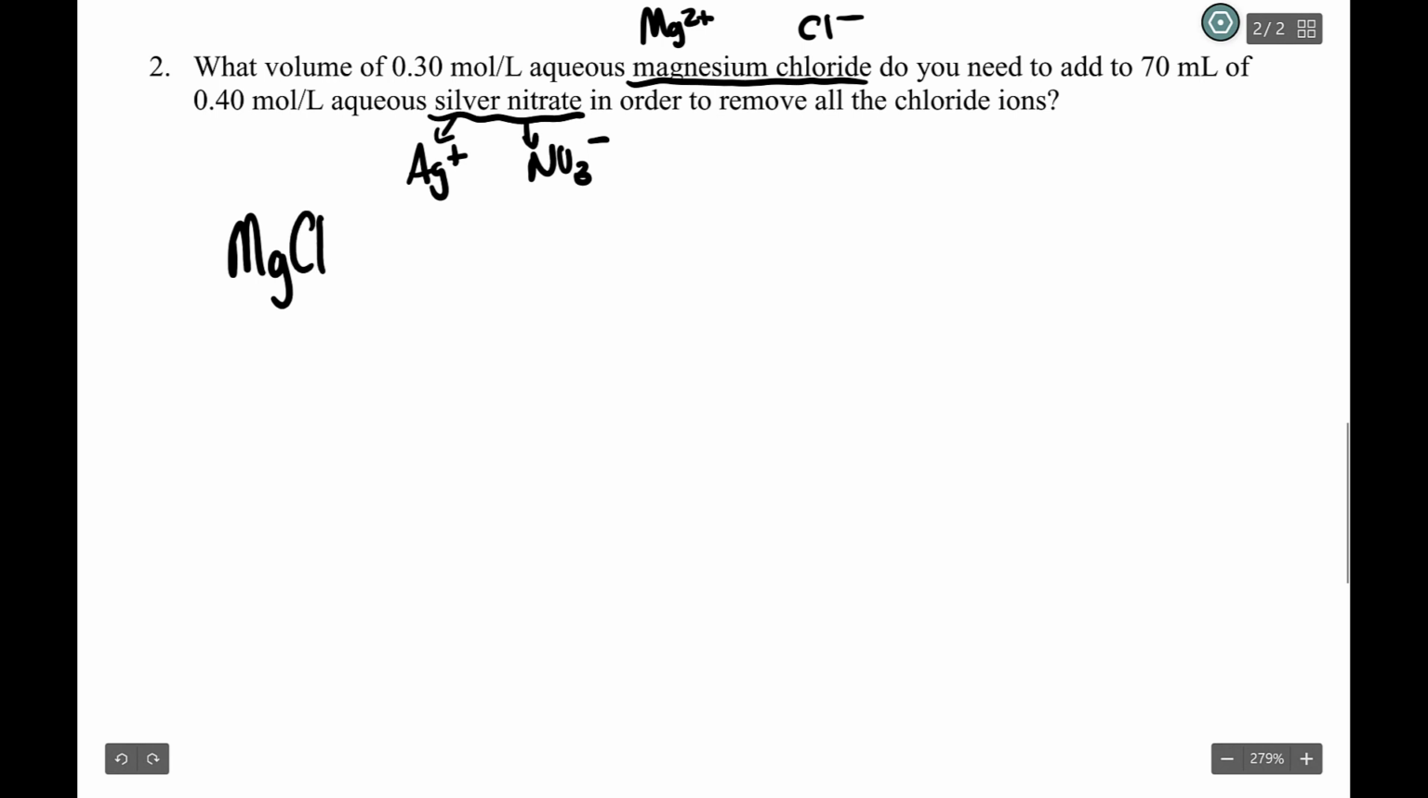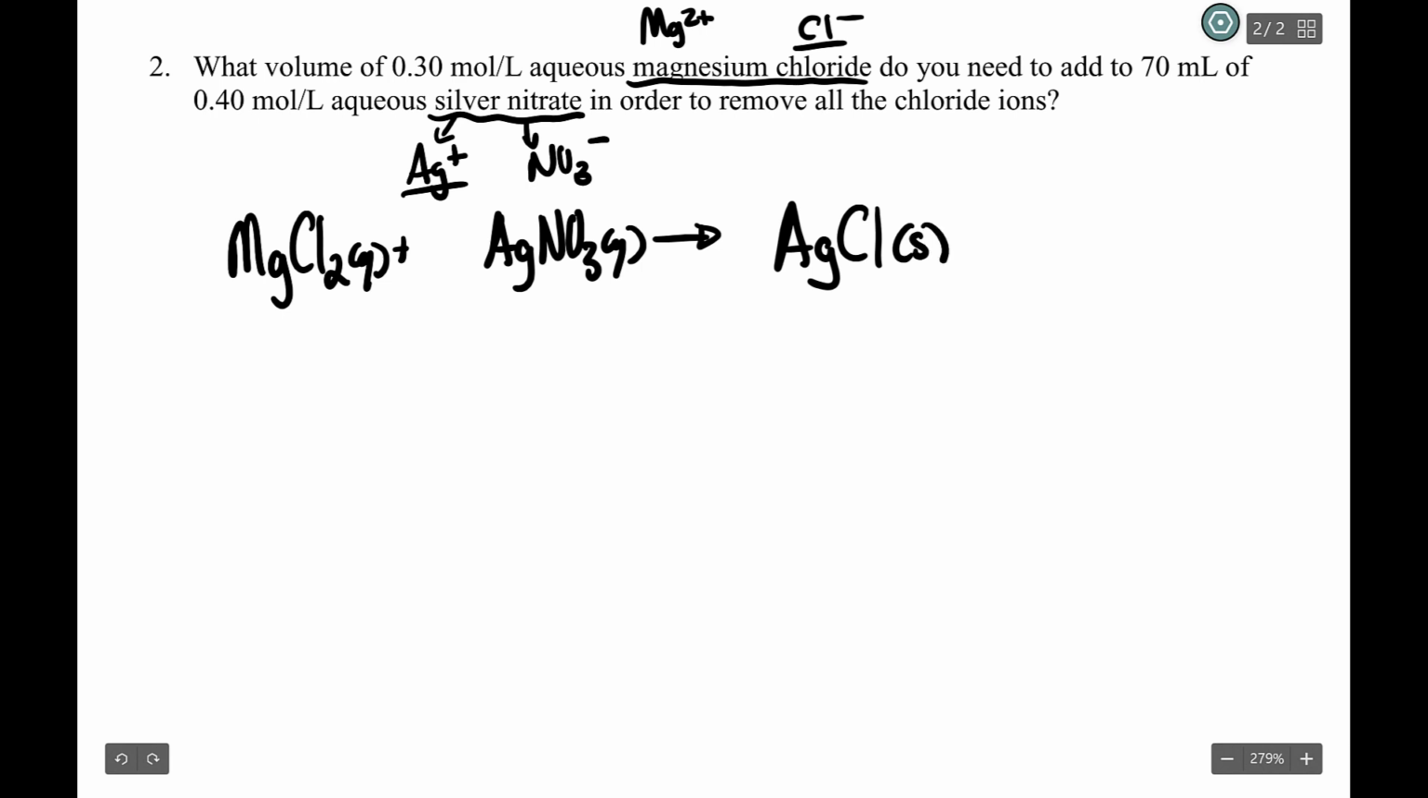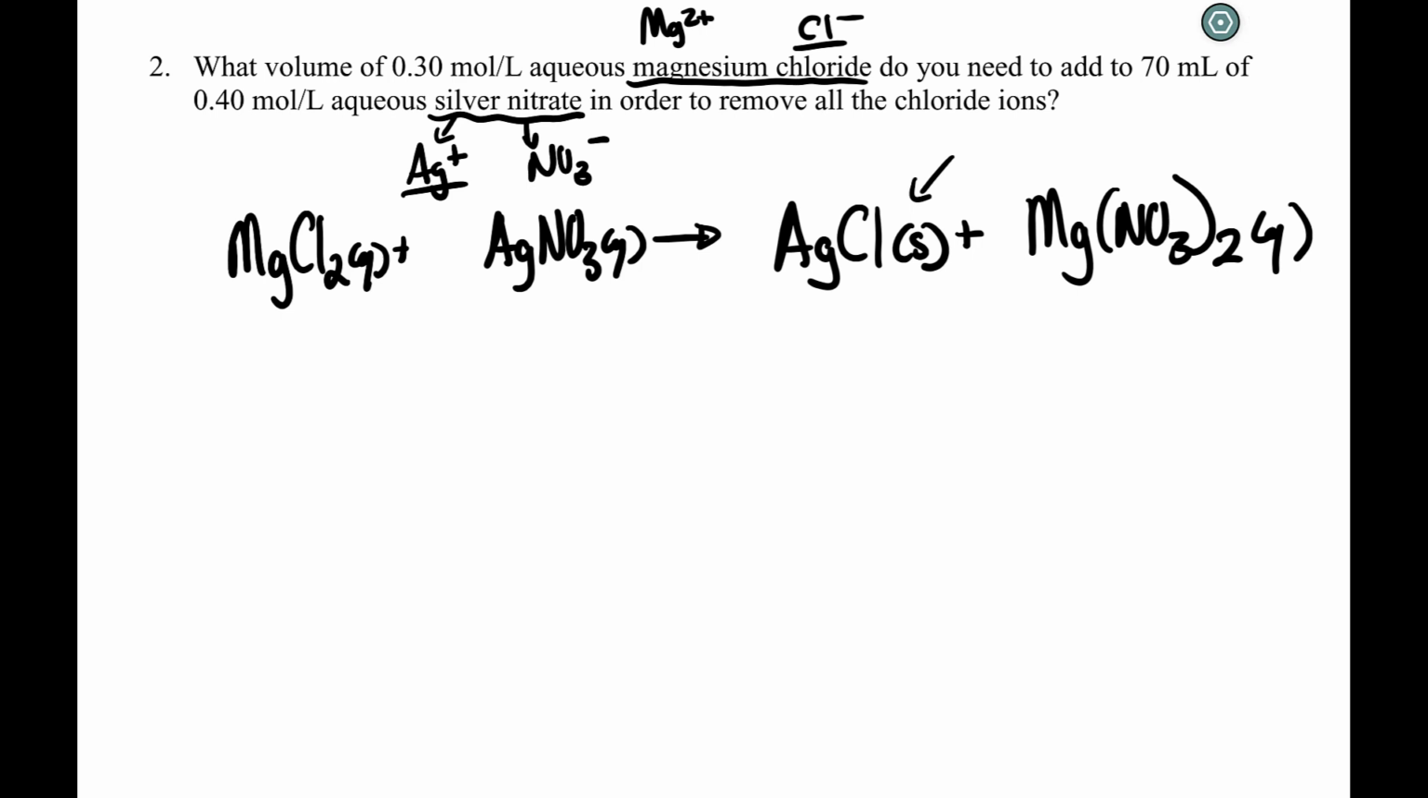MgCl2 aqueous plus AgNO3 aqueous, and this would turn into AgCl because we're going to cross them, so AgCl, this is a solid, plus magnesium nitrate, nitrate soluble with everything, so this is aqueous. Now the question isn't asking us what is the mass of the precipitate, it's asking us how much of each solution do we have to mix together in order to get all of the precipitate to come out. That's what it means.